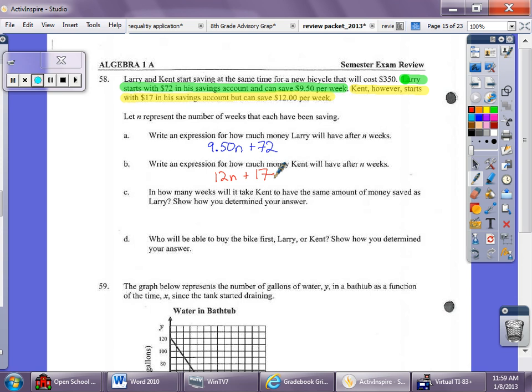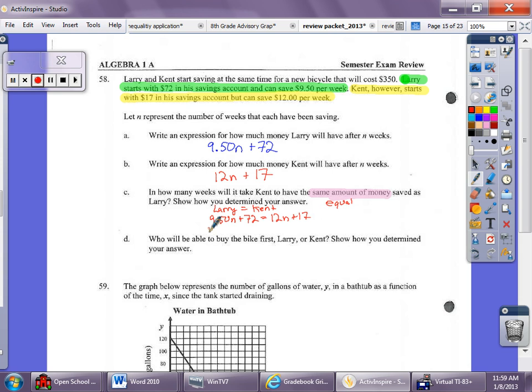And how many weeks will it take Kent to have the same amount of money as Larry? The key thing here is the same amount, so this is when they are equal. What we want to do is set our two equations equal to each other. So we say Larry is equal to Kent: 9.50n plus 72 equals 12n plus 17.